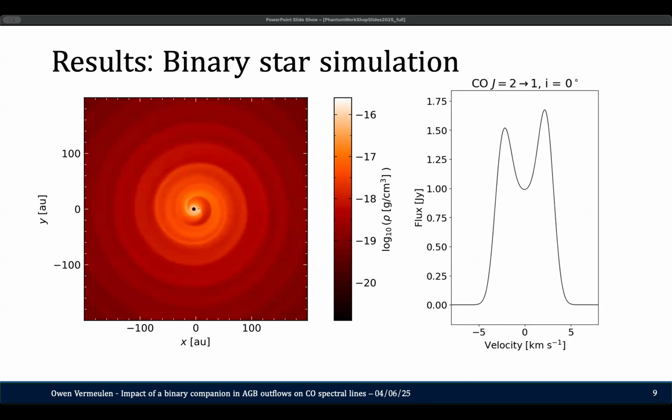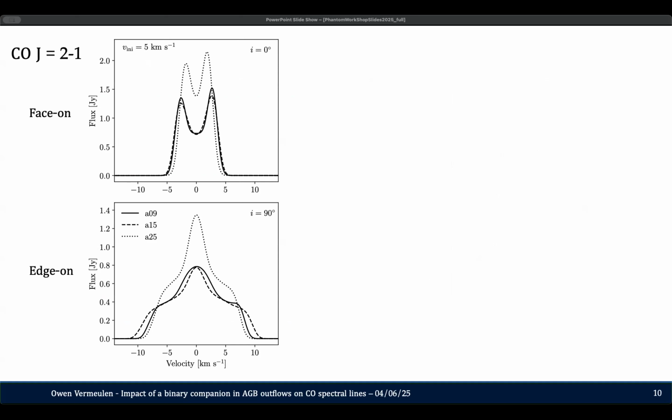So here we have a face-on view where clearly the spectral line is neither parabolic nor flat-topped, but instead we see strong double peaks form in the line. So we can have a look at all the lines that I get from the small grid of models that I use. So on top, we always have the face-on view, on the bottom, the edge-on view, and this is always a 2-to-1 transition of CO.